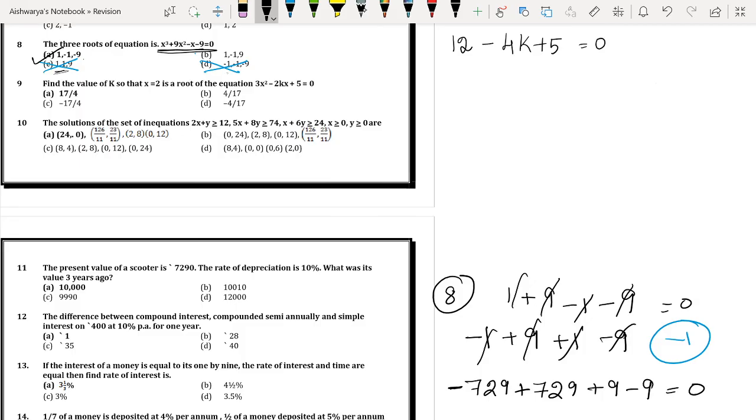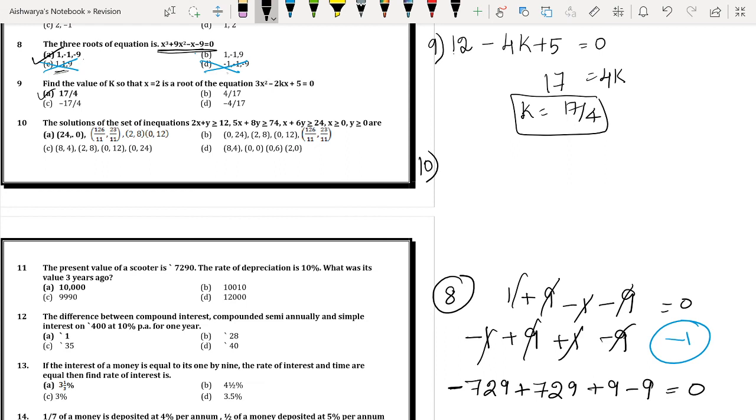Now just simplify this. Bring the 4k to this side. 12 plus 5 is 17. So k value is 17 by 4. Okay, which is option A. Matching? Come to question number 10.